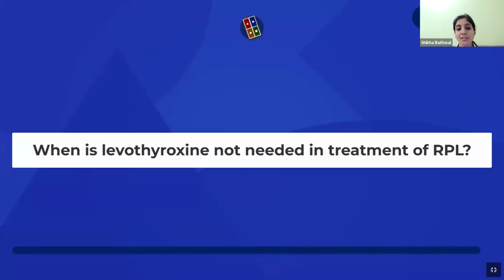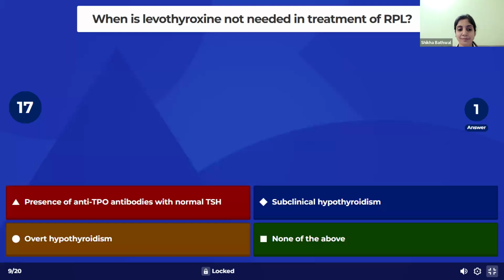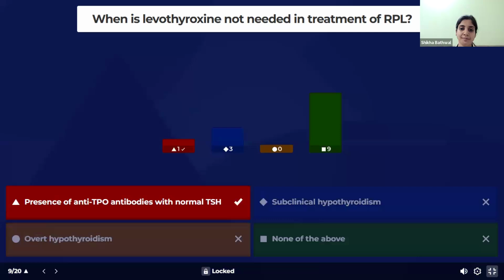When is levothyroxine not needed in the treatment of RPL? Presence of anti-TPO antibodies with normal TSH, subclinical hypothyroidism, overt hypothyroidism, none of the above. Not needed. Correct. Surprisingly, only one has answered correctly. This is the updated guideline by ASRM 2022. They have mentioned that even if the patient has antibodies, if the TSH is normal, you should not treat them, with a strong level of evidence.